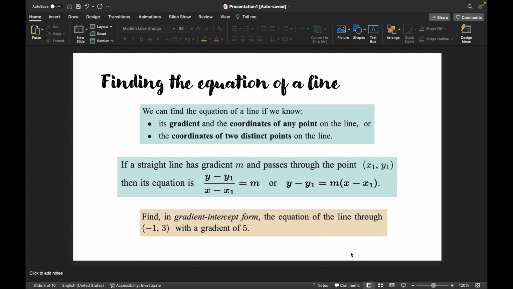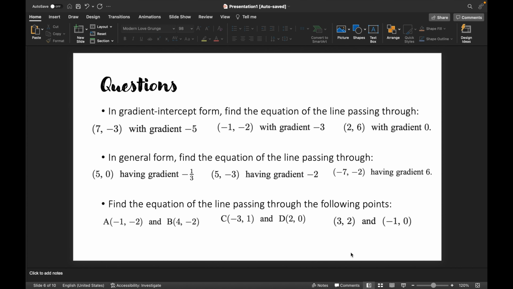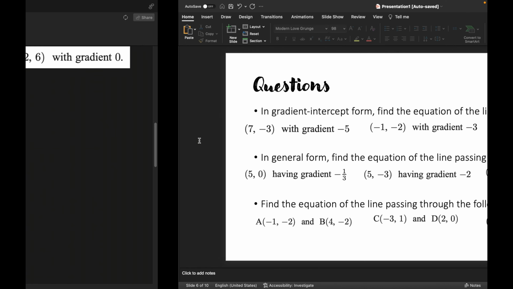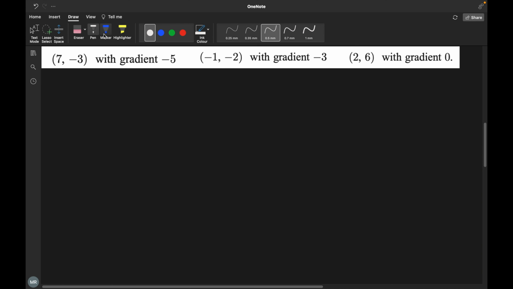If this is clear, let's move on to a few questions. So the first question, we'll solve it together. So in gradient intercept form, find the equation of the line passing through this point with gradient 5. So now let's work on this. So we know the formula of y minus y1 equals m into x minus x1.